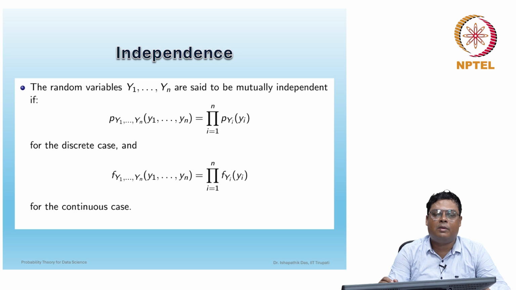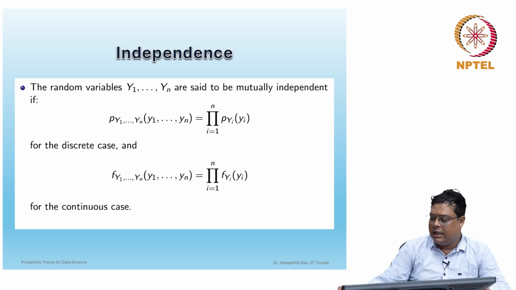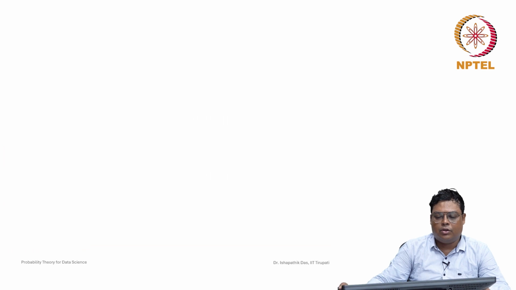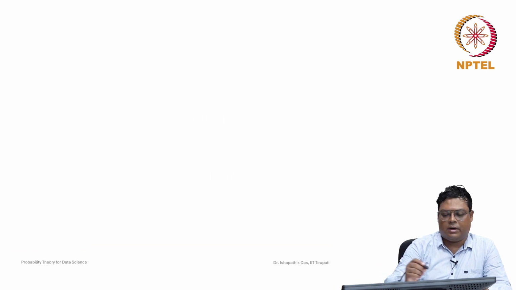So, independent random variable means what? In case of discrete case and in case of continuous case we will discuss. Here y1, y2, yn are the random variables that are given. So, let us use the same notations also.